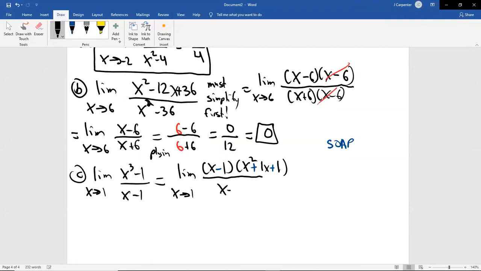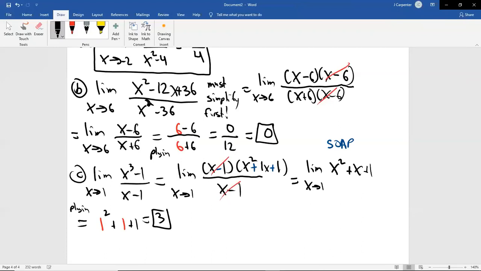The bottom is still just our x minus 1. And look at that. You have matching factors, top and bottom, that'll cancel. Boom, boom, gone. So this is now just the limit as x approaches 1 of x squared plus x plus 1. We're going to plug it in. So we get 1 squared plus 1 plus 1, which is 1 plus 1 plus 1, which is 3. So that's our limit.